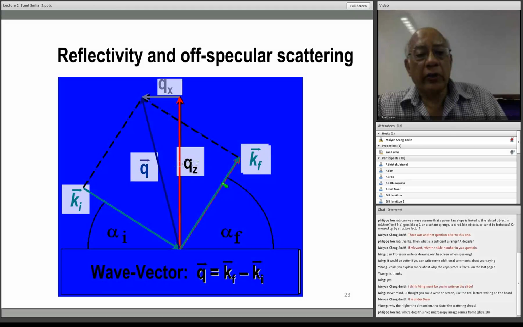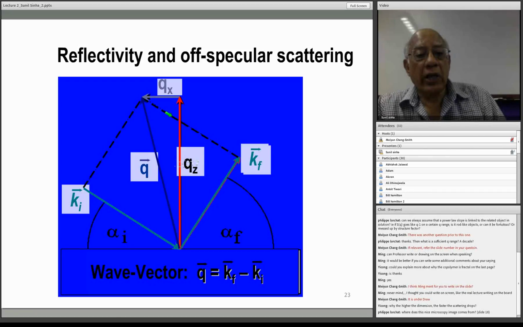And you can see that this is the outgoing wave vector, incoming wave vector. This is the wave vector transfer Q. If these angles are the same, then you get specular reflectivity. The incident angle equals the outgoing angle, and then Q is actually normal to the surface, and we call this the specular rod, the specular ridge. All the scattering along this ridge in Q space normal to the surface is specular.